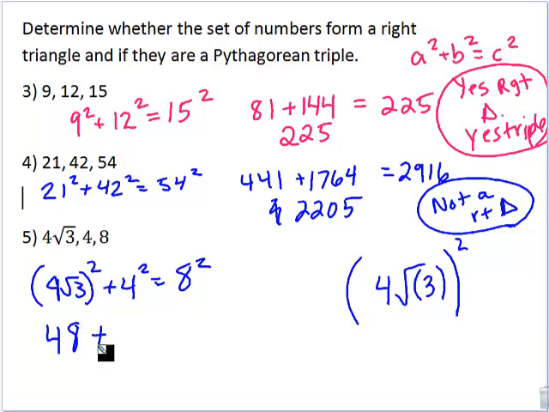Plus, what's 4 squared? 16. All right, 48 and 16 is 64. What is 8 squared? 64. So are these equal?